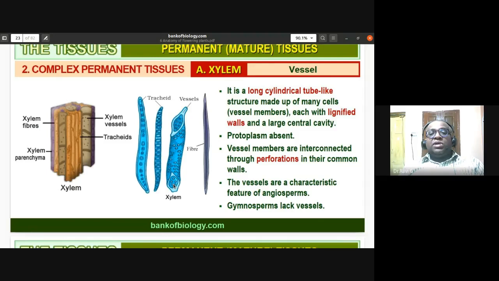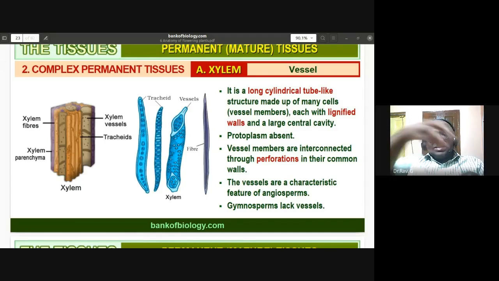The majority of angiosperms are predominantly made up of vessels. The lower plants are predominantly made up of tracheids. The vessel is also called trachea. They are long cylindrical tube-like structures made up of many cells or vessel members, each with lignified walls. The walls of the secondary layer of even these vessels are lignified, and a large central cavity is there. So protoplasm is absent.